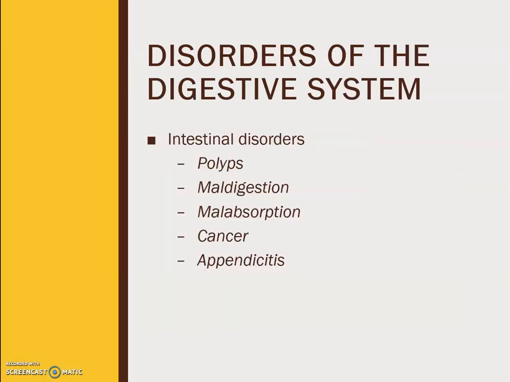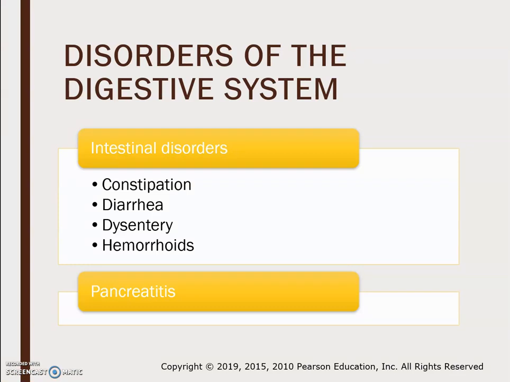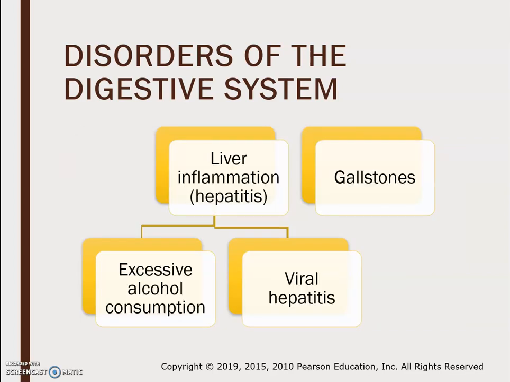Intestinal disorders, we could have polyps, maldigestion, malabsorption, cancers, and appendicitis. Some more intestinal disorders include constipation, diarrhea, dysentery, and hemorrhoids, and pancreatitis. Disorders of the digestive system. Hepatitis causes liver inflammation. There could be gallstones. The liver inflammation, the main cause of this is excessive alcohol consumption or viral hepatitis.